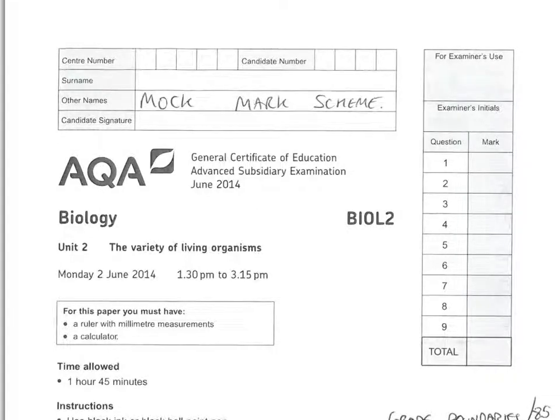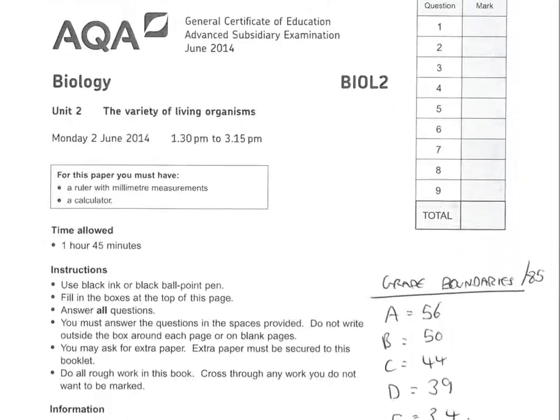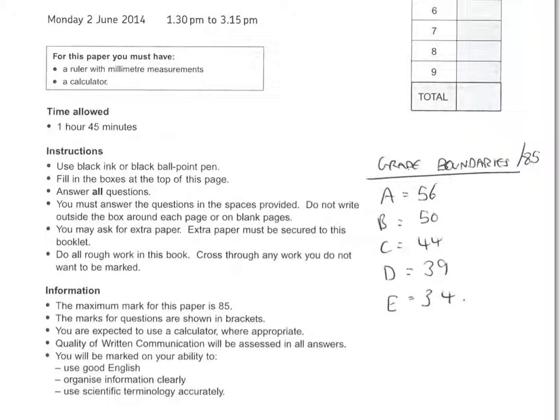Here we're going to talk through some of the common mistakes and the mark scheme for the Unit 2 mock. As you can see, the grade boundary is out of 85. The grade boundary is very low. It's 66%, so 56 out of 85 for an A and 34 out of 85 for an E. It's quite a hard paper, which accounts for the low grade boundaries.